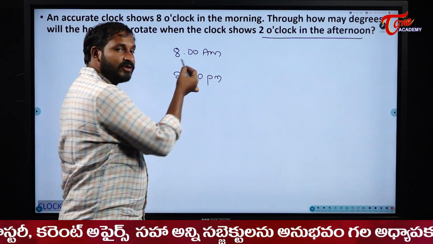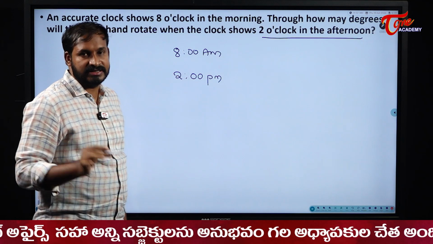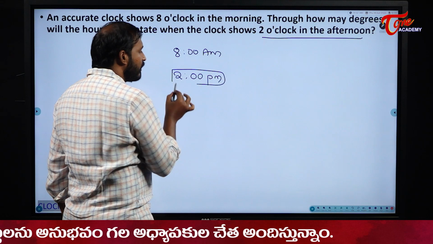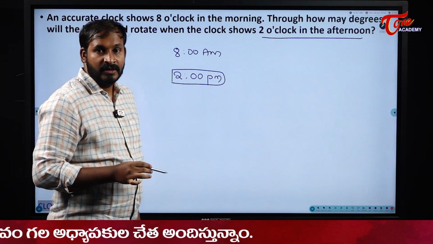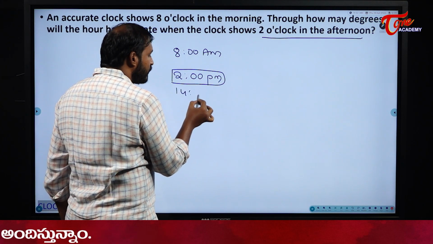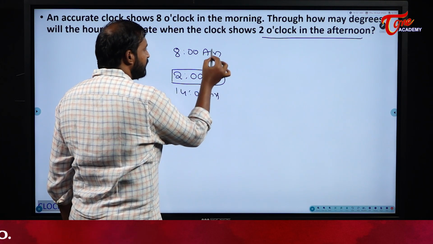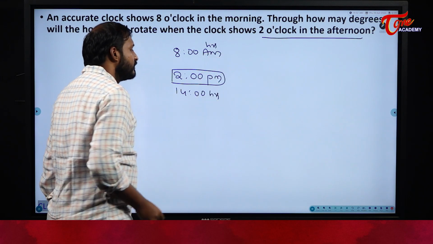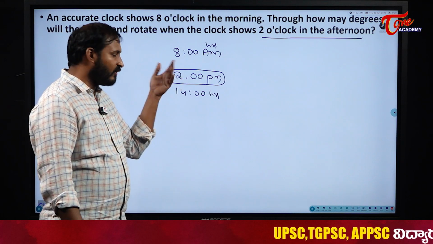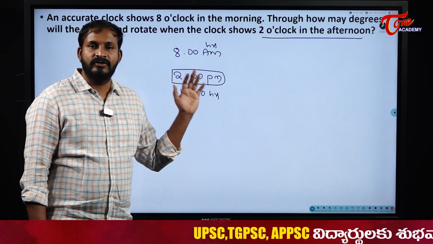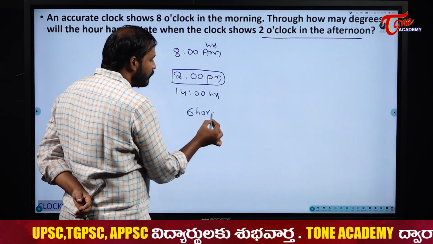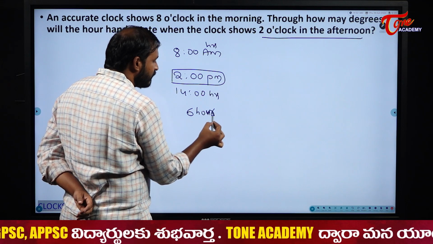You can simply say 8 to 12 is 4 hours and 12 to 2 is 2 hours, so 6 hours. Fine. Like that also you can do. Or else 2 p.m., if I want to write it in 24-hour time, I can write as 14 hours, and 8 a.m. will remain 8. So what is the time difference between 8 and 14? 6 hours. You can follow either method. We just need to know how many hours have passed. So how many hours have passed from 8 a.m. to 2 p.m.?